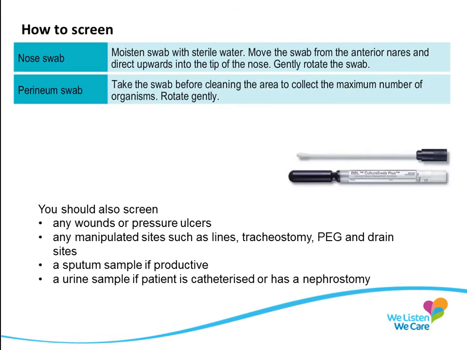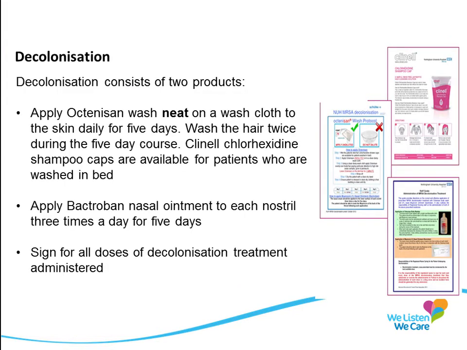When undertaking an MRSA screen, include any wounds or invasive devices present, such as PEG sites. Obtain a sputum specimen if the patient is productive, and a CSU if the patient has a urinary catheter. To prevent a delay in diagnosis, specimens should be taken in a timely manner and sent to the microbiology lab clearly labelled with patient details.